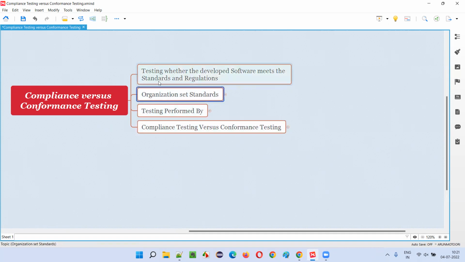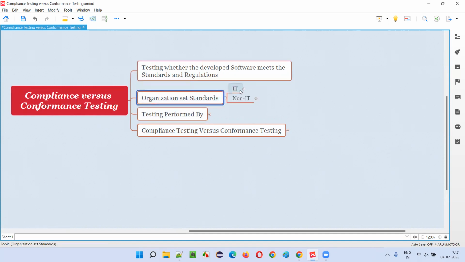So what exactly are the standards or regulations? To understand compliance testing and conformance testing and their difference, first you have to understand what exactly the standards or regulations are. These standards or regulations can be categorized into IT and non-IT. IT means software related. Software has to follow some standards.